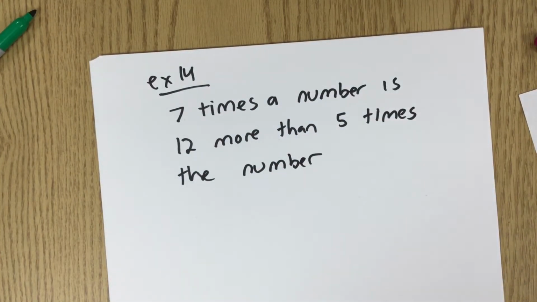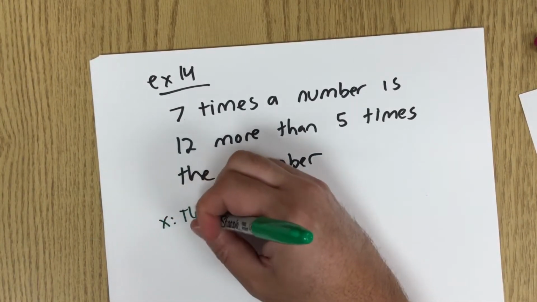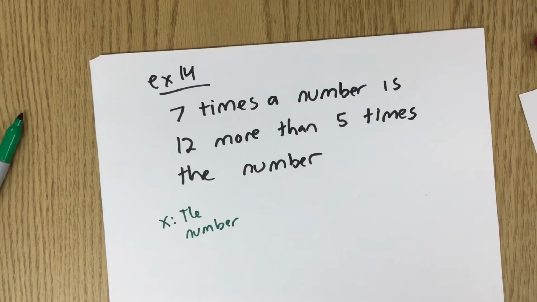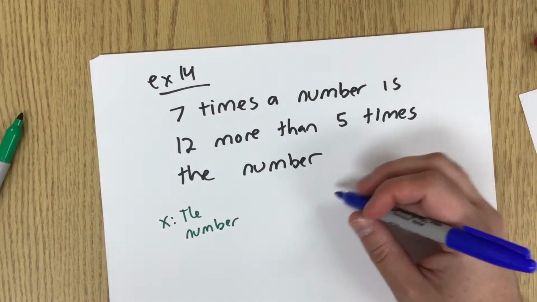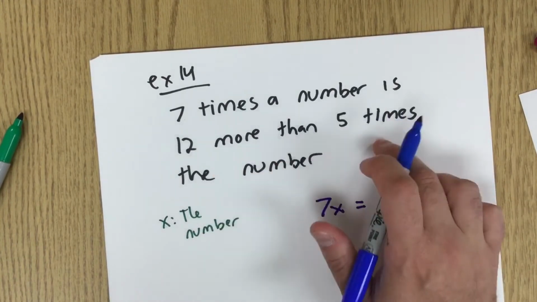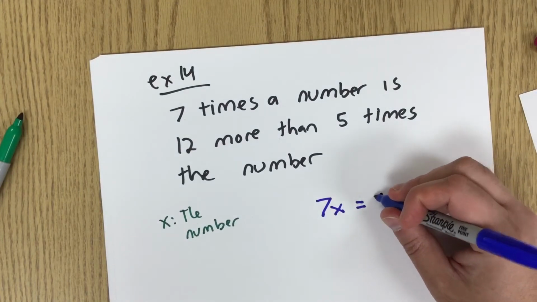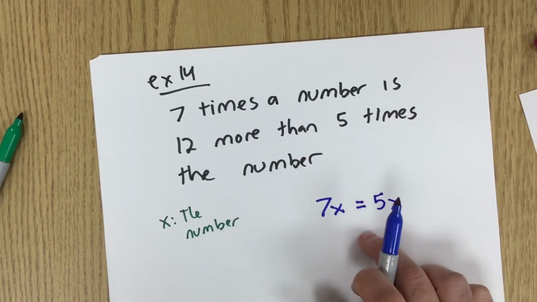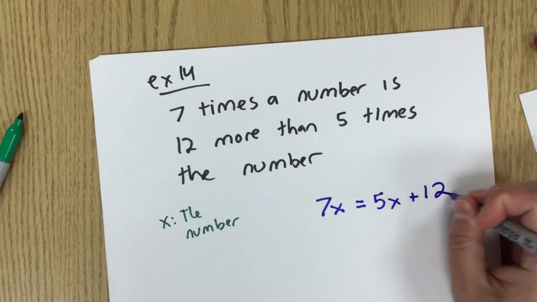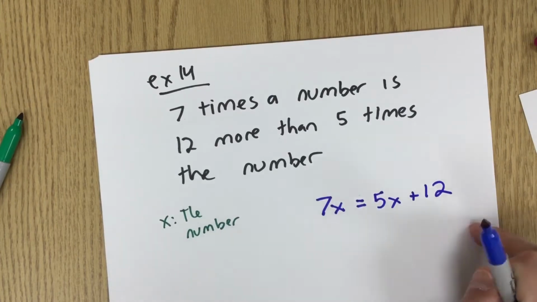So what we have here is 7 times the number is 12 more than 5 times the number. X is the number. So 7 times the number, that's 7x, that's usually our equals, 12 more than 5 times. So the 5 times is 5x. So 7 times the number is 12 more, we're going to get that in a second, than 5 times the number. So 7 times the number is 12 more than 5 times the number. And that's the equation for example 14.